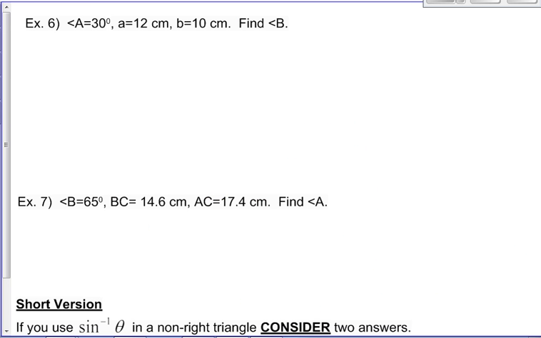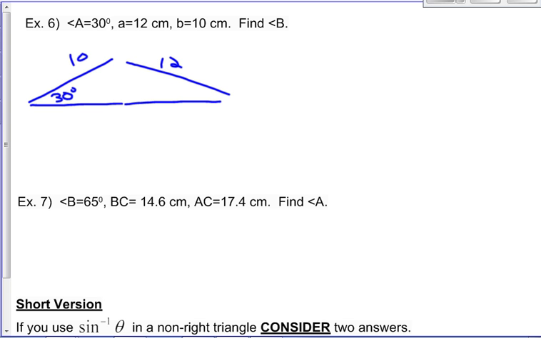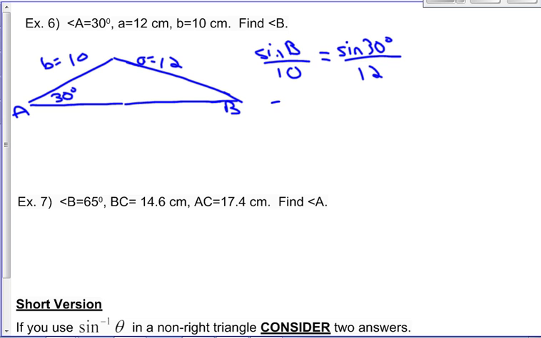Let's try another one. Angle A is 30, little side a is 12, and b is 10. So 30 degrees. Okay, a is the bigger side here. It's 12, 10. Let's see what happens. There's big A. There's little a. There's B that I'm interested in. And it doesn't matter what the letters are. It's still going to be the same process. So sine B over 10 equals sine of 30 over 12. Sine B, multiplying both sides by 10, is 10 sine 30 over 12.